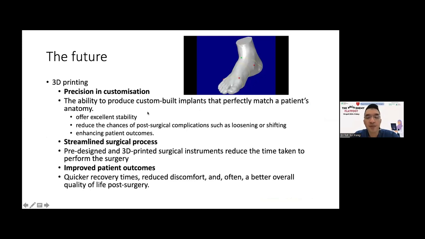So the future that we are aiming towards and already starting to work with would be 3D printing. We start to use it in the podiatry service for insoles and also in customization for implants. We've already started to use this in some of our foot and ankle surgeries, where we're starting to adapt it to flat feet. So 3D printed implants will allow us to streamline the surgical process, because this helps to reduce the amount of time taken overall to perform the surgeries. And of course, this leads to improved patient outcomes with quicker recovery times, reduced discomfort, and better quality of life.